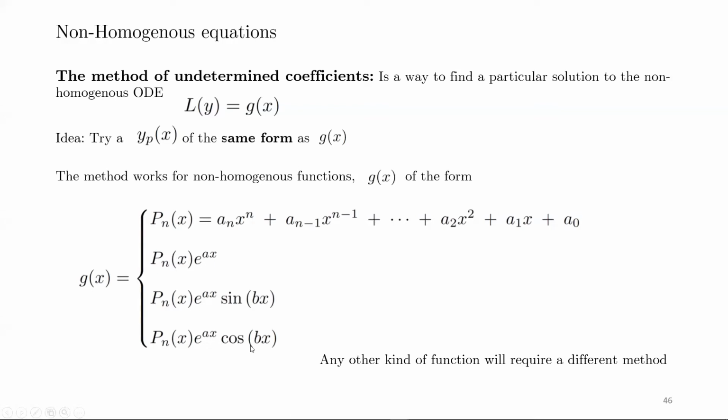Notice I did not say tangent here, so it does not work in the case of a tangent of b x. And even though in these last two terms I've said polynomial times exponential times cosine or sine, the polynomial could just be 1, a here could just be 0, so the method also works for just pure sine or just pure cosine as well.